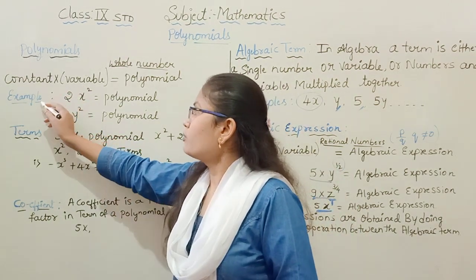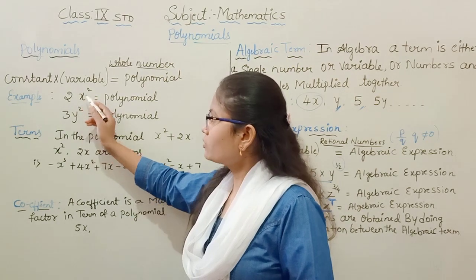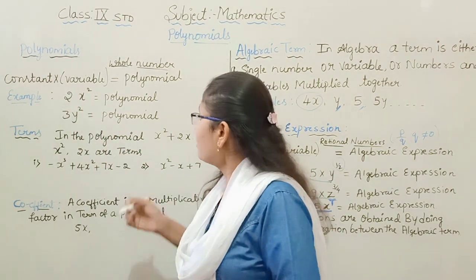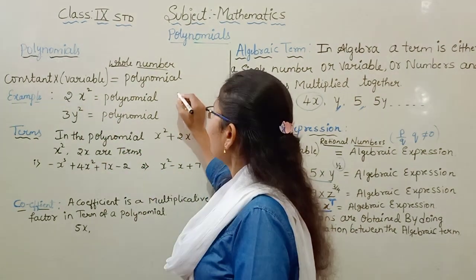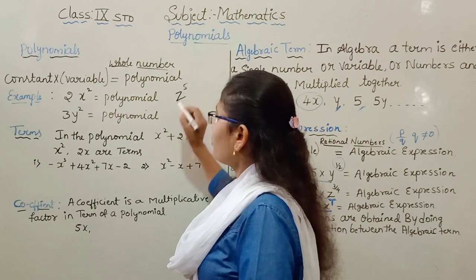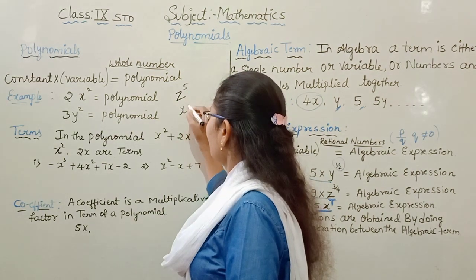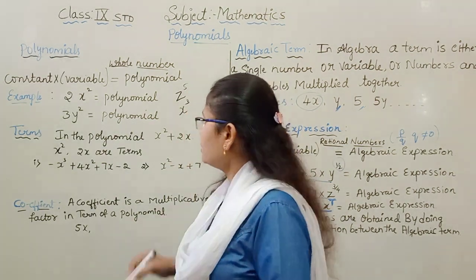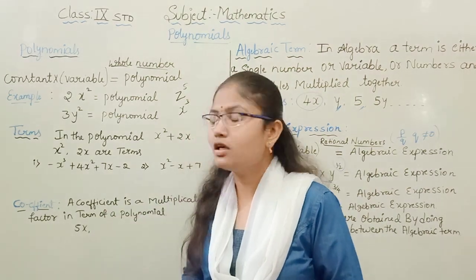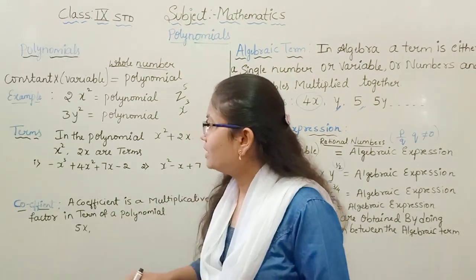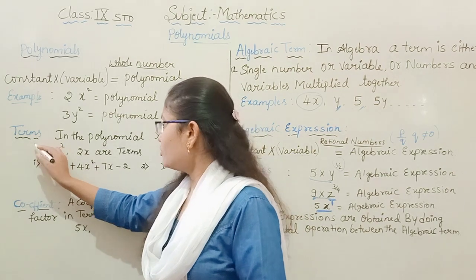A few examples for polynomials are, you can see here, 2x square, 3y square, or any example you can take: z to the power of 5, x to the power of 3. Any example you can take for polynomials.